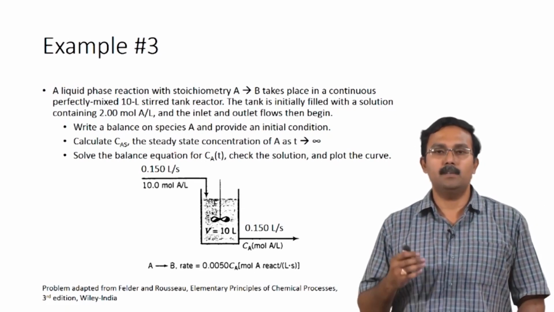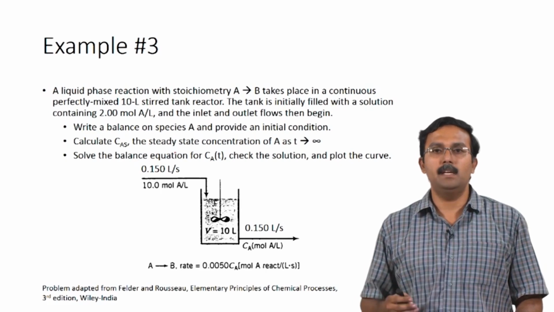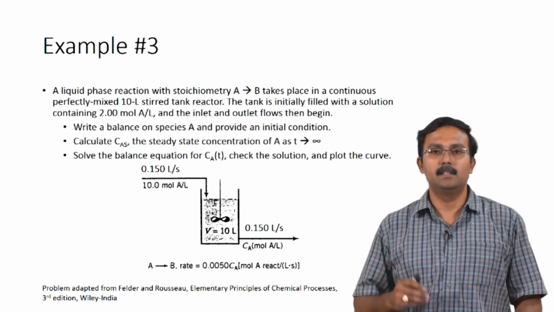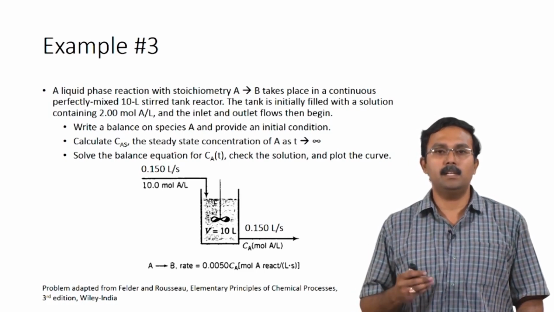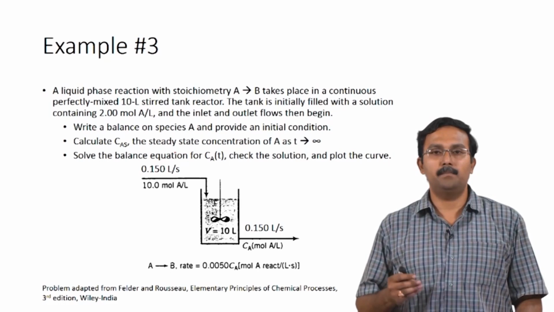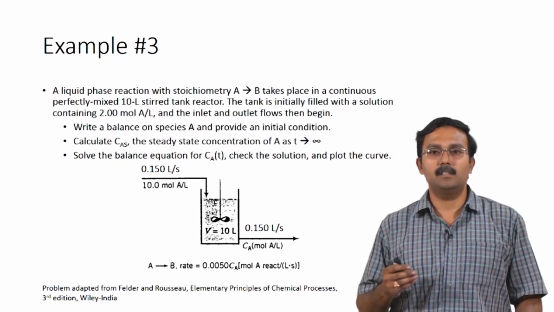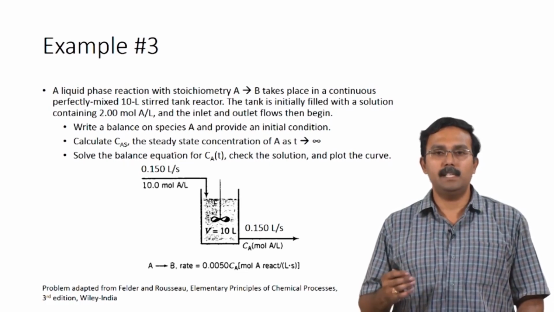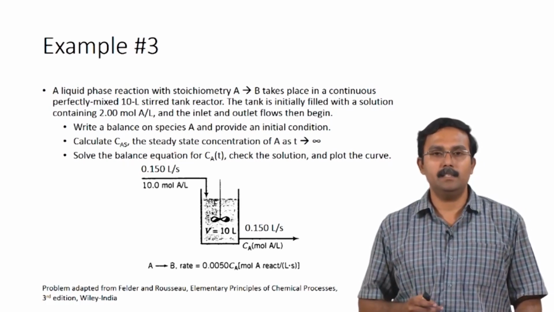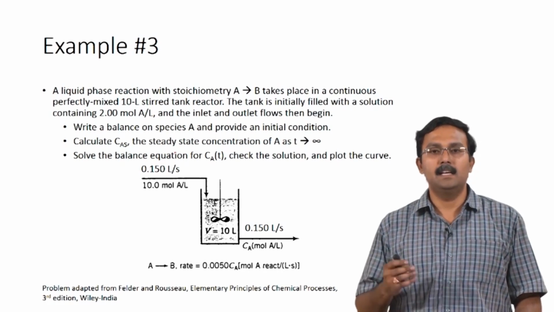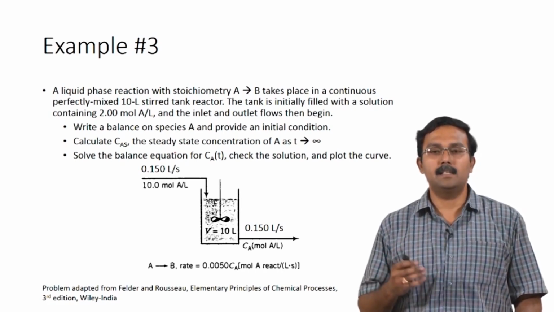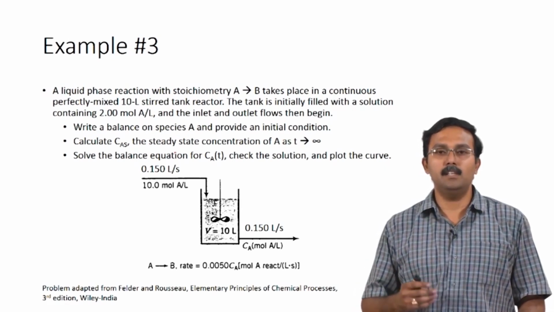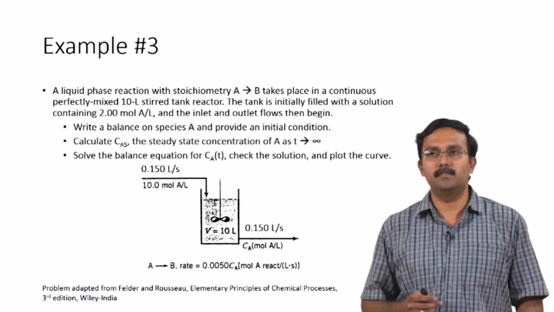A liquid phase reaction with stoichiometry A gives B takes place in a continuous perfectly mixed 10 liter stirred tank reactor. The tank is initially filled with a solution containing 2 moles of A per liter, and the inlet and outlet flows then begin. Write a balance on species A and provide an initial condition. Calculate CAS, the steady state concentration, as t tends to infinity. Solve the balance equation for CA and check the solution and plot the curve.